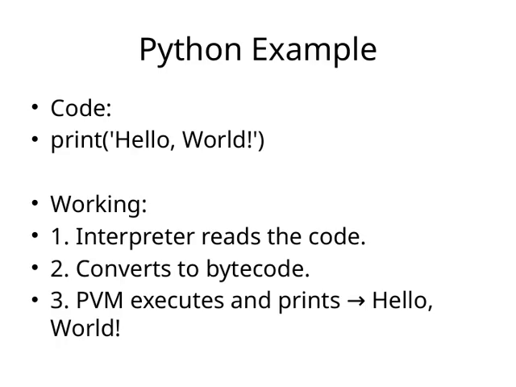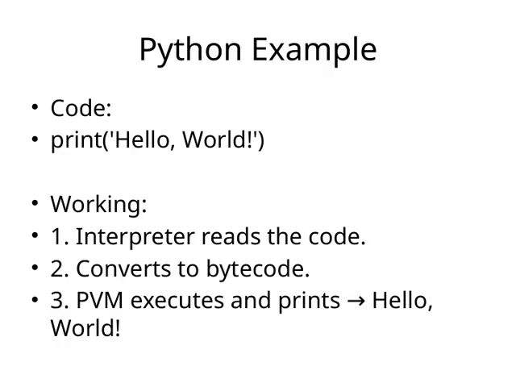Then it converts this into a form called bytecode, which is a lower-level, more efficient version that the machine can understand. Finally, the Python virtual machine, or PVM, executes this bytecode, which results in printing hello world on the screen. This process highlights how Python simplifies coding for us, writing human-readable code that the interpreter handles behind the scenes to make things happen seamlessly.